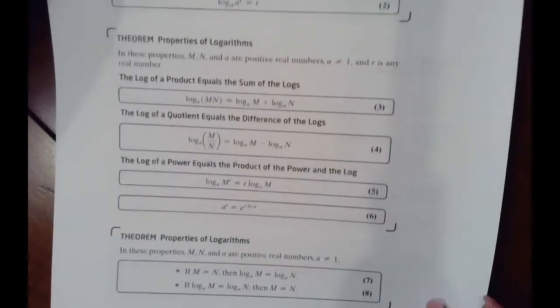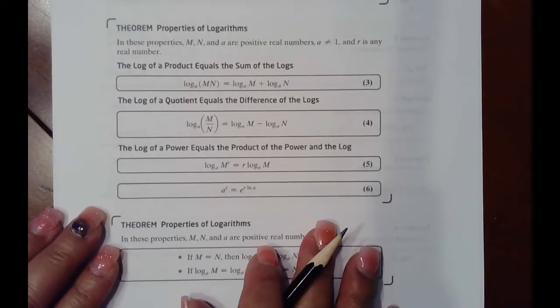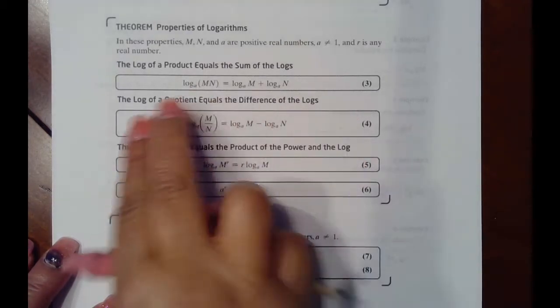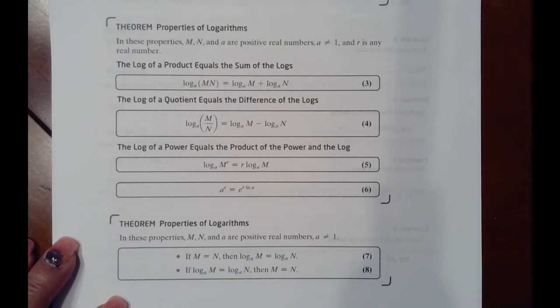Okay, moving on to some theorems down below. These are the product and quotient properties, and you want to take note of when it is written as a single log versus when it is written as two separate logs, because they will try to mix up these two on you to see if you understand how the theorem works.